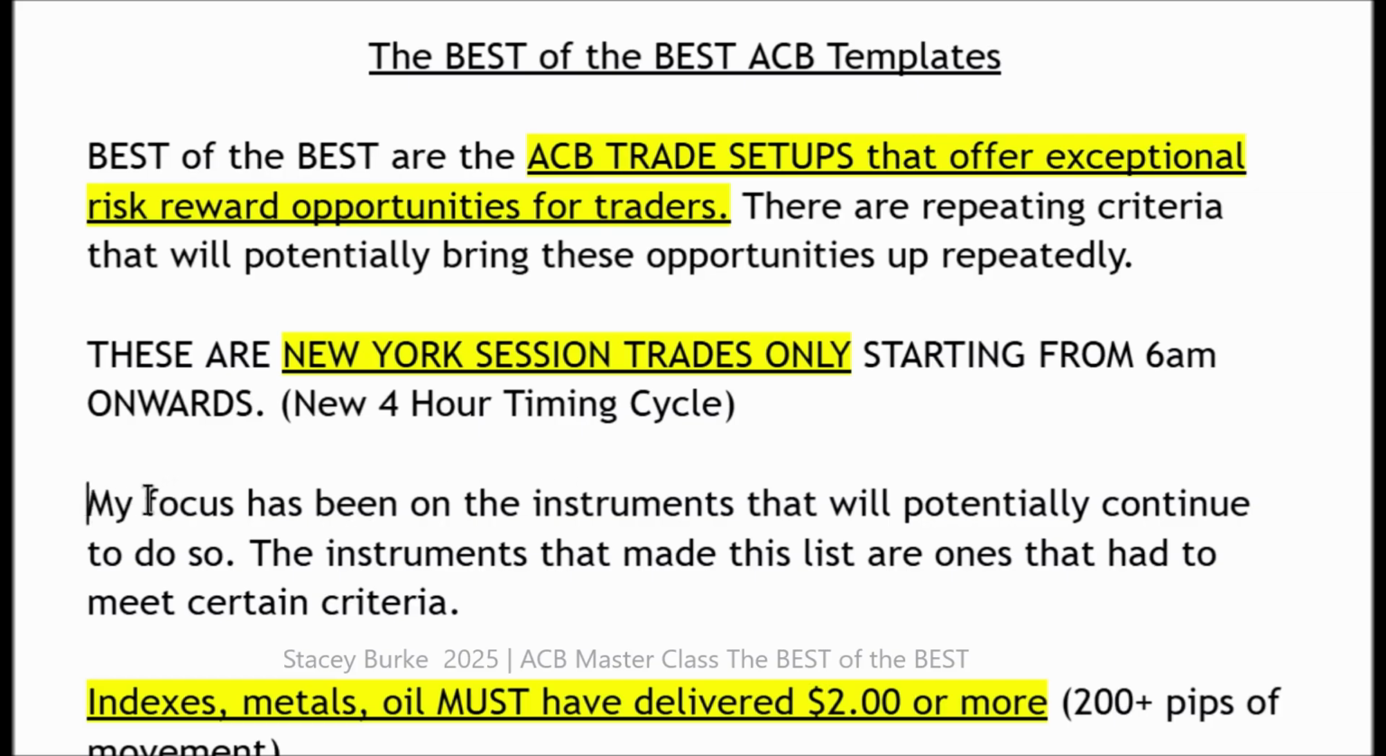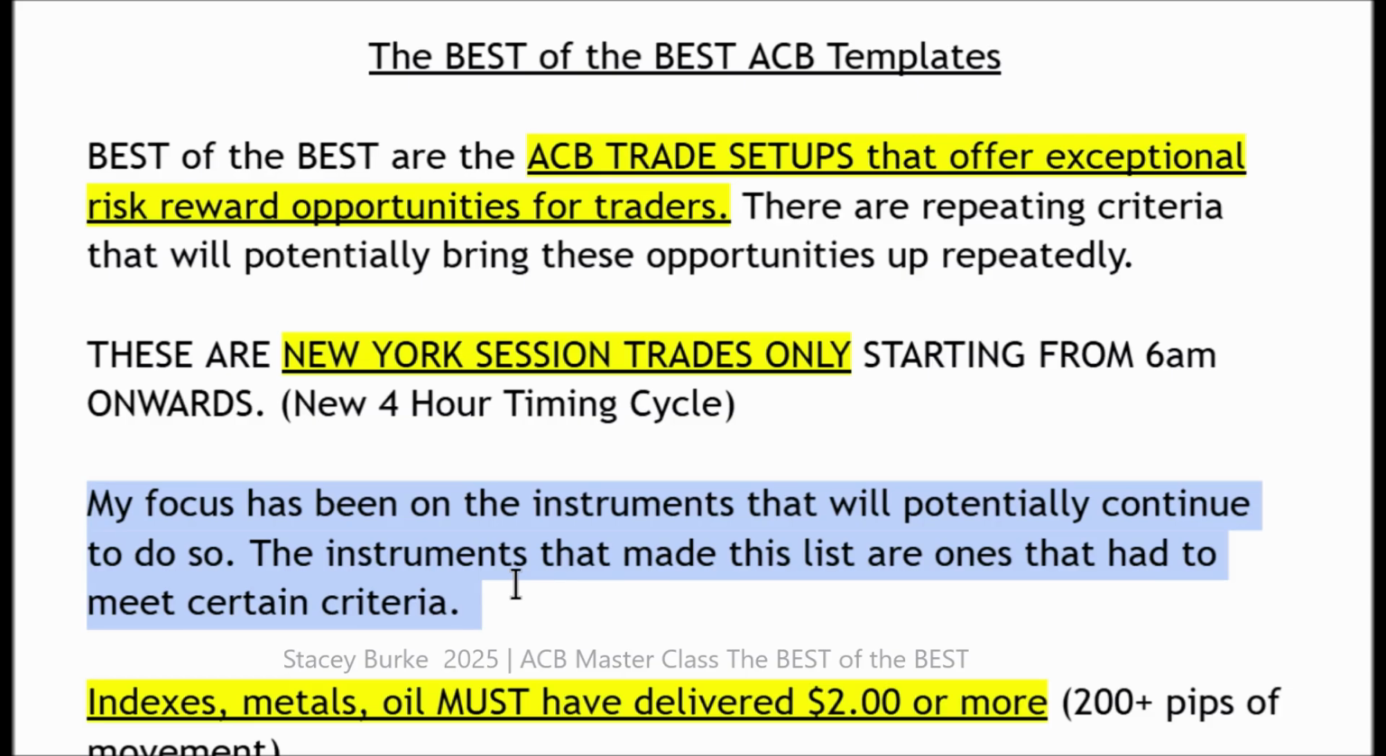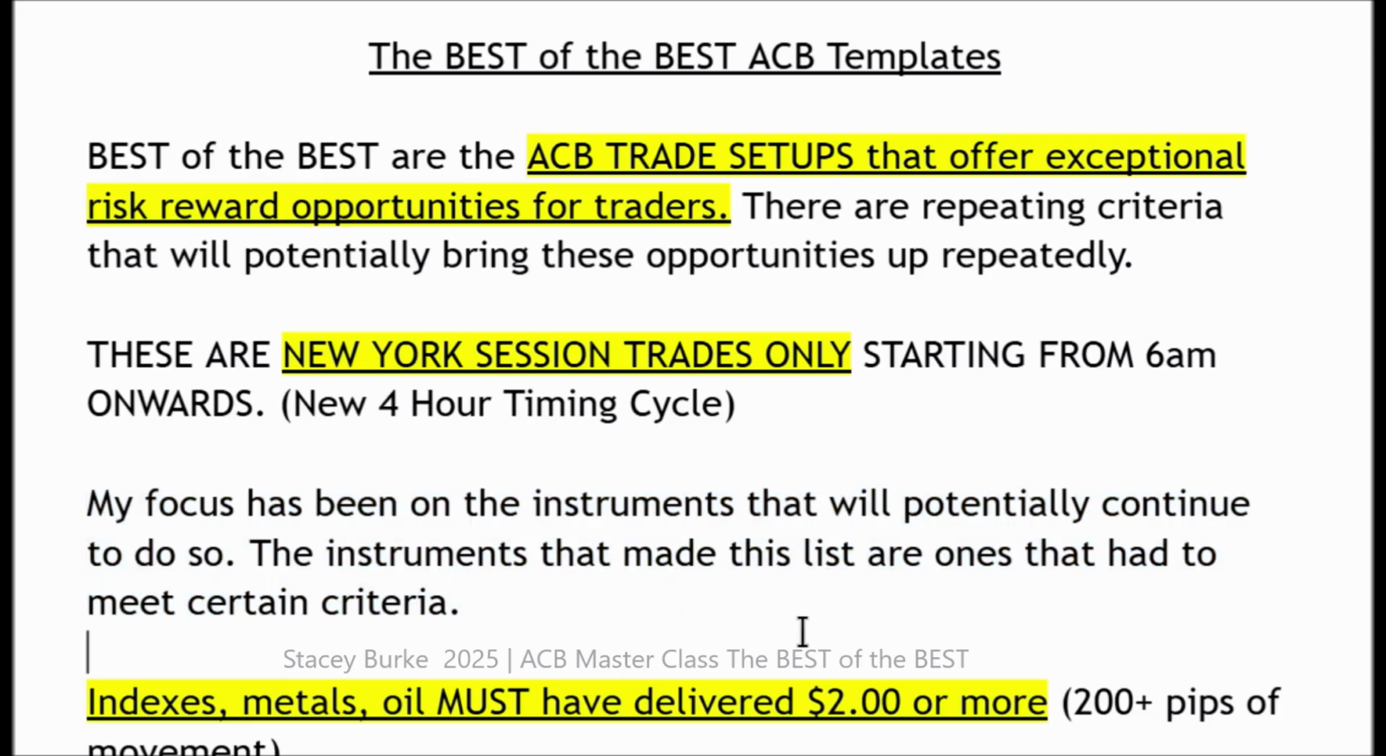Now, my focus has been on the instruments that will potentially continue to do the same behaviors over and over again, which is why certain currency pairs do not come up on this list that I'm going to show you, because they don't offer the same opportunities.